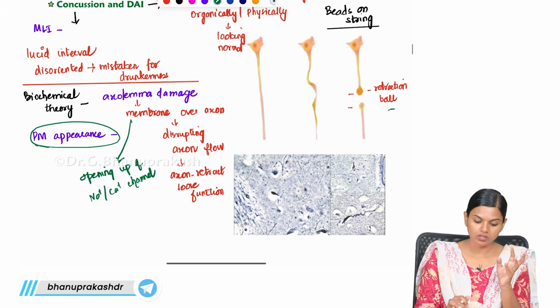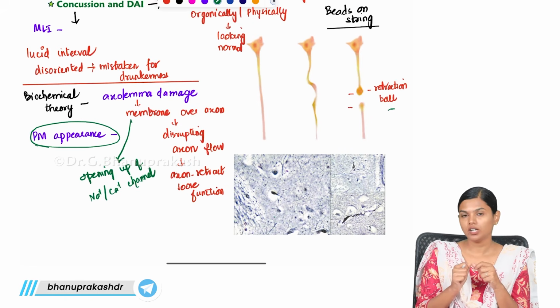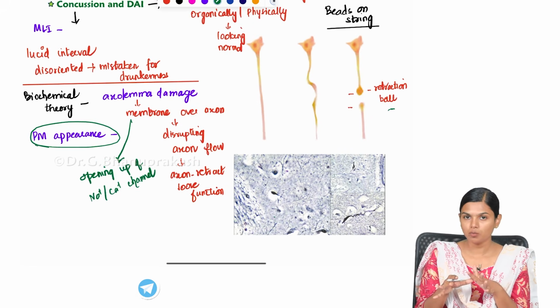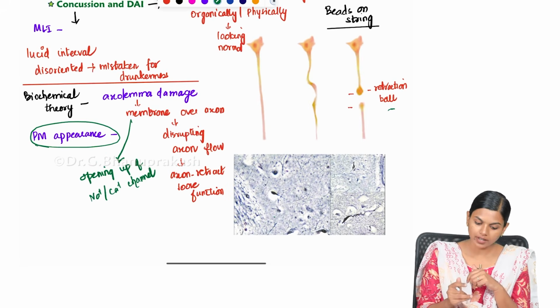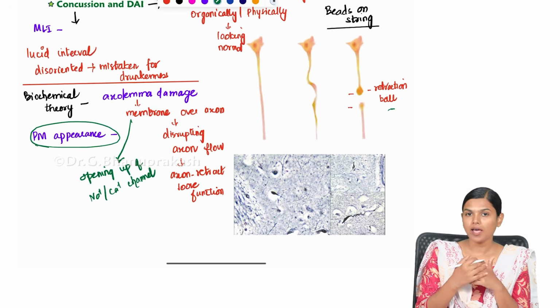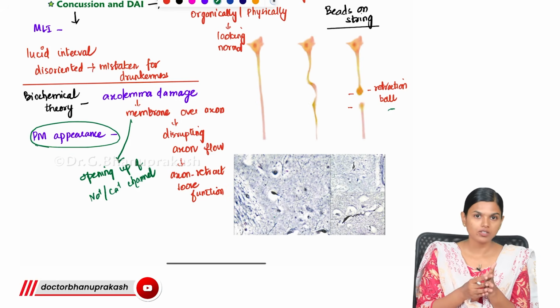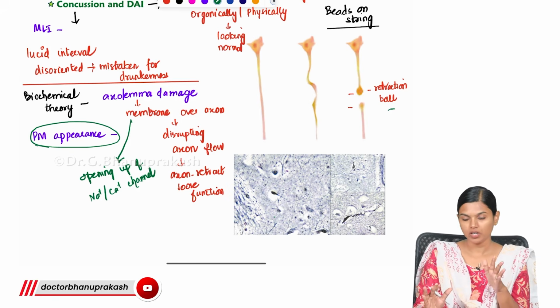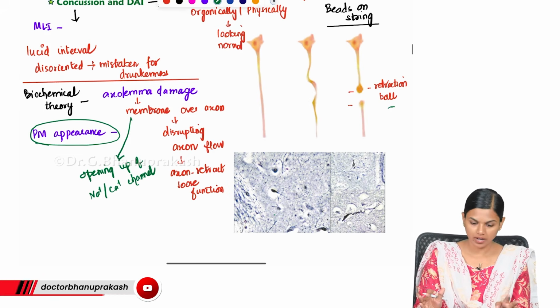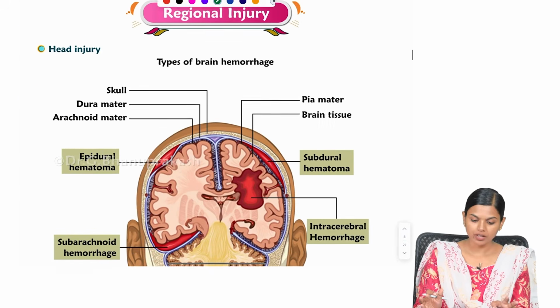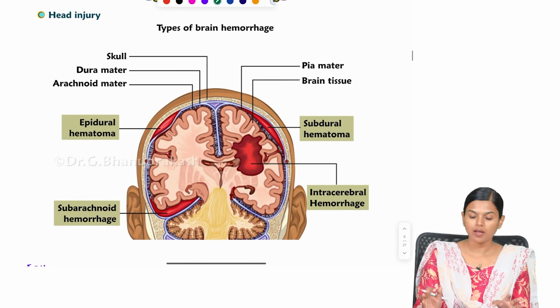And how this happens is that because of the shearing damage, this angular gliding motion, you will get the axolemma damage. Axolemma damage will result in potassium and sodium influx, which will finally disrupt the axonal function completely. So this is the traumatic brain injury. And next what we are going to see is brain hemorrhage.